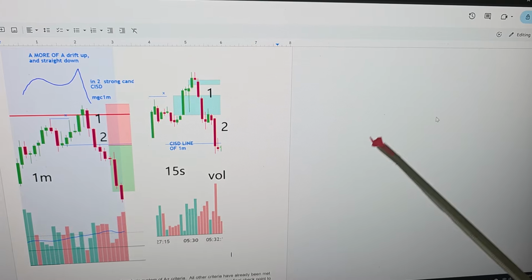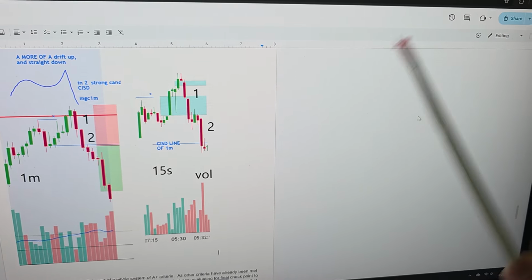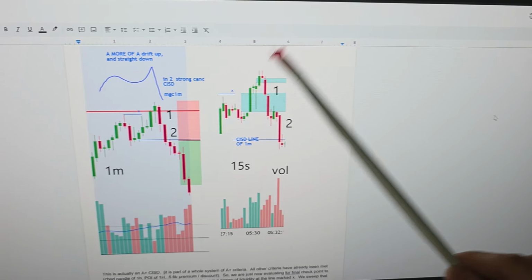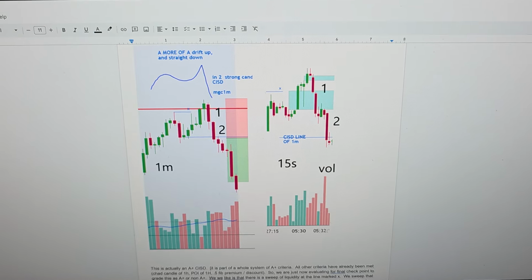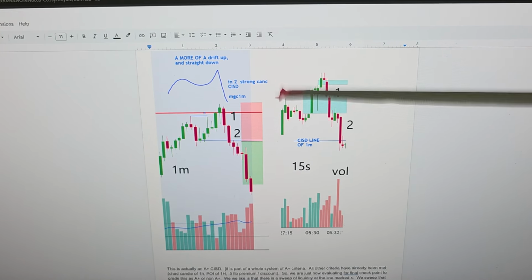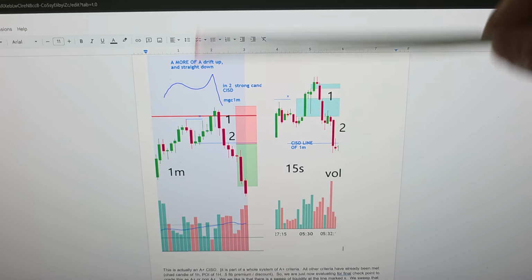Did we close? Did we not close? That's not what we're looking for. We're looking for this. So if everything else is A+, then something else must also be A+. And this must also be A+.